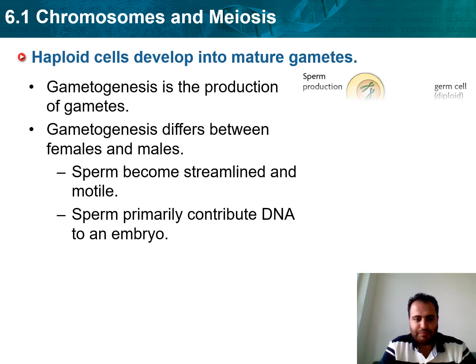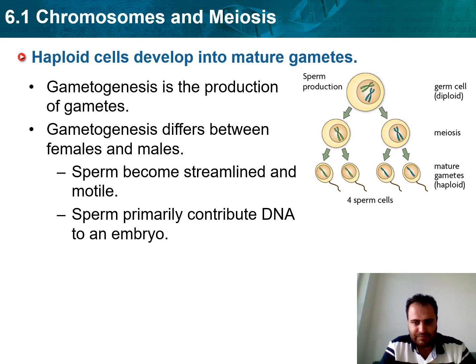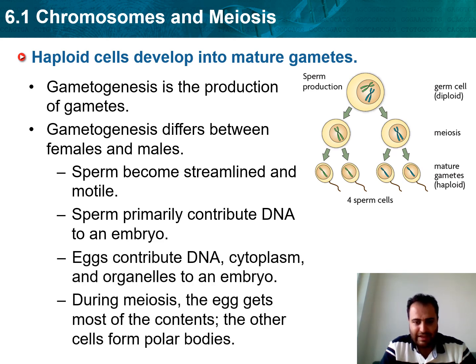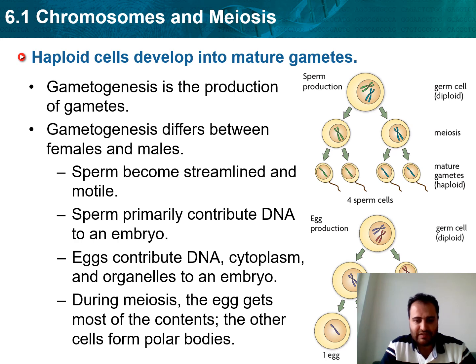The production of sperm is called spermatogenesis, and usually it produces 4 sperms. The production of eggs, on the other hand, is called oogenesis, and it produces only 1 egg. And this is going to be our topic for the next session.